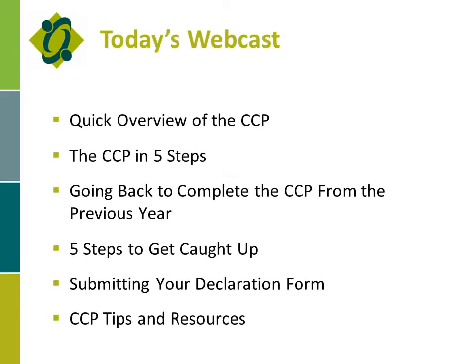Here's an overview of what I'll be covering over the next few minutes. First, I'm going to give a quick overview of the CCP and briefly outline the 5 steps involved in completing it. I'll then spend some time discussing how to go back to complete your CCP for the previous year. This involves helping you to identify learning activities that you engaged in last year, complete the professional development plan, fill out your self-assessment tool, and complete, sign, and submit your declaration form.